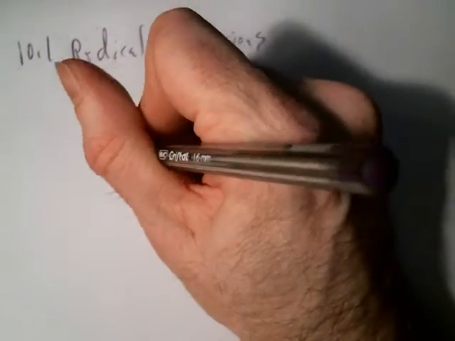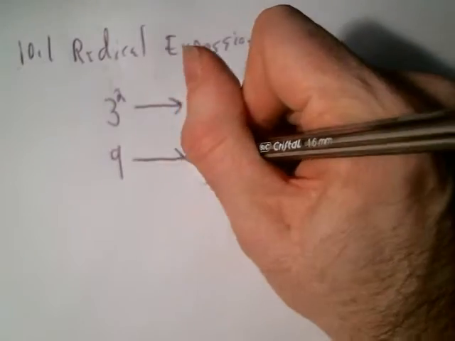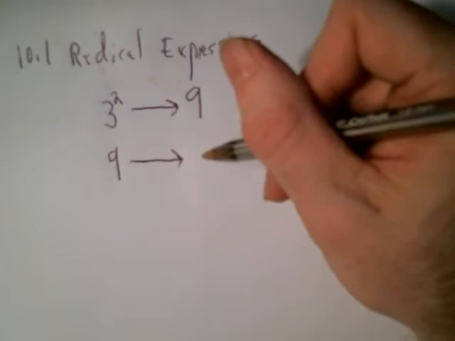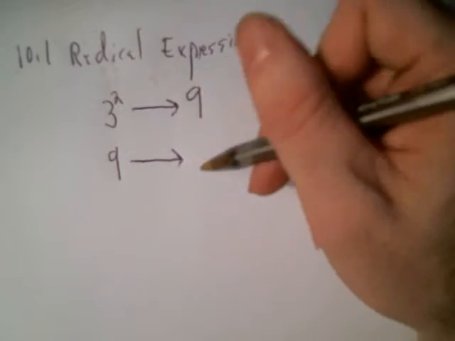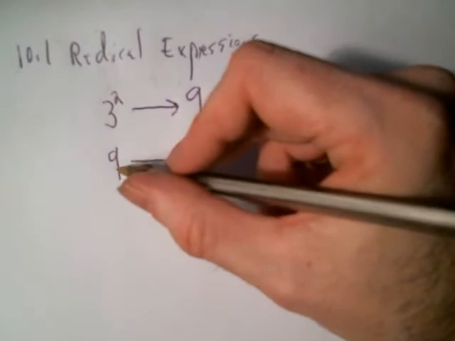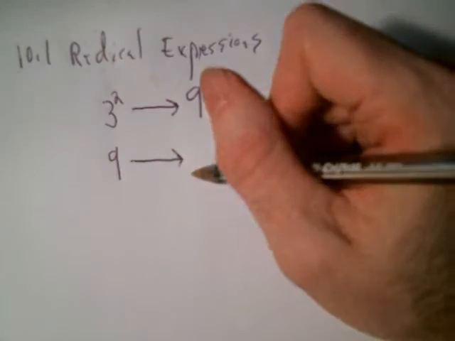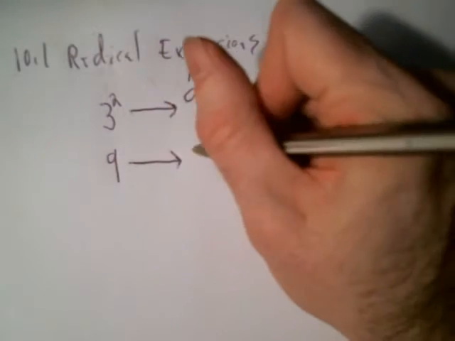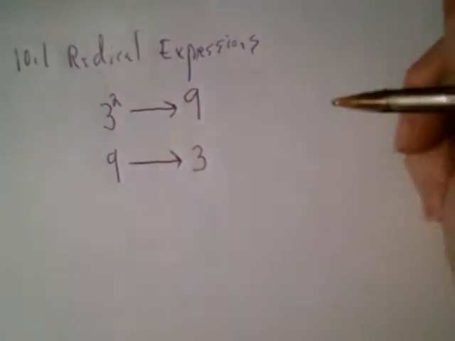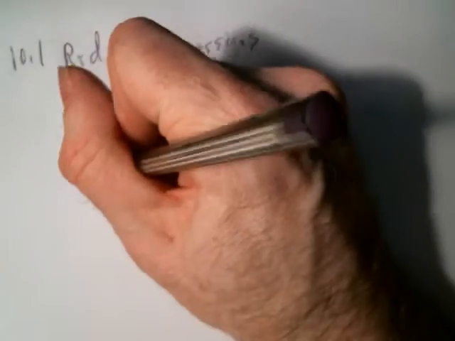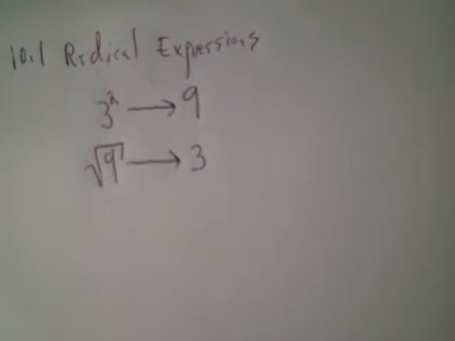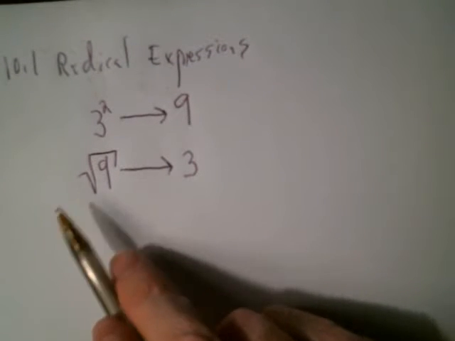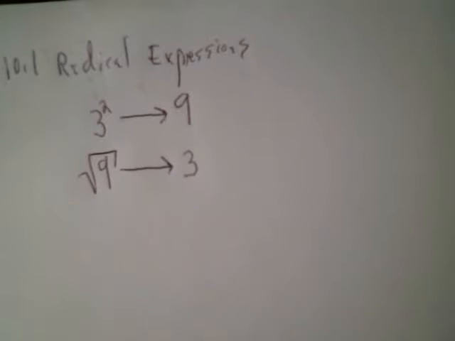Now we want to go in the other direction from 9 and undo the squaring. So you ask yourself, what is blank times blank is 9? What number, when you multiply by itself, gives you 9? And of course, going this other direction, it's 3. And the notation in this other direction is going to be the root symbol. There are all kinds of different root symbols, but this is the most famous. This is the square root symbol.